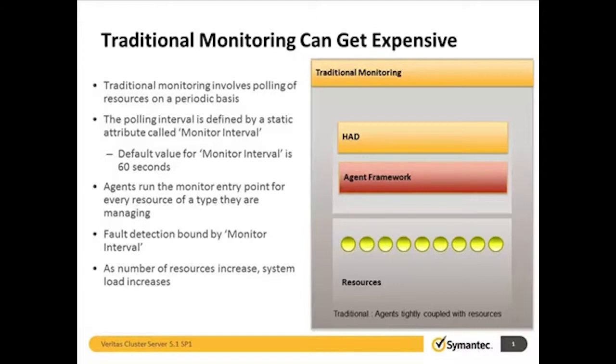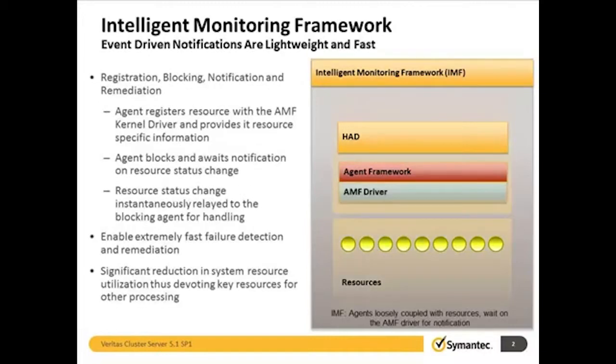If a customer has hundreds of mount points, each of those mount points has to be checked every 60 seconds, which can add load to the CPU. With the new Veritas Cluster Server feature, Intelligent Monitoring Framework, we can avoid the traditional monitoring pitfalls. By using a kernel driver to monitor the state of a resource, polling is no longer necessary.